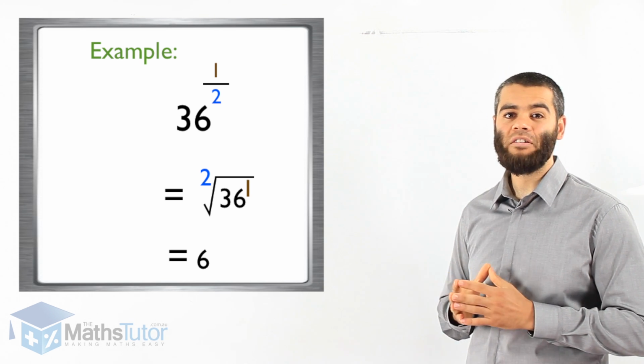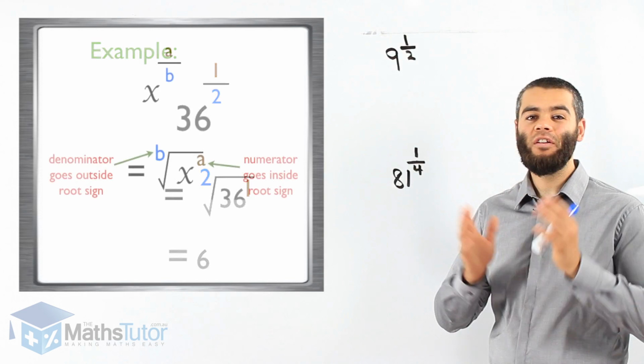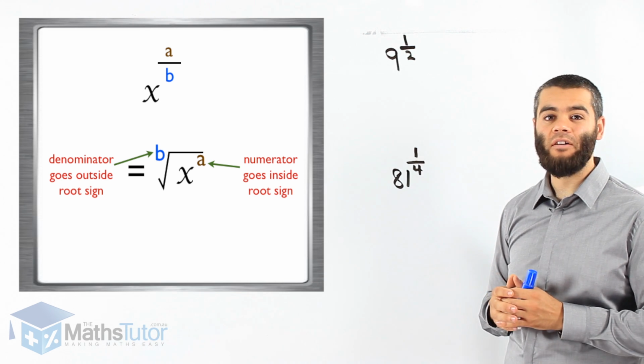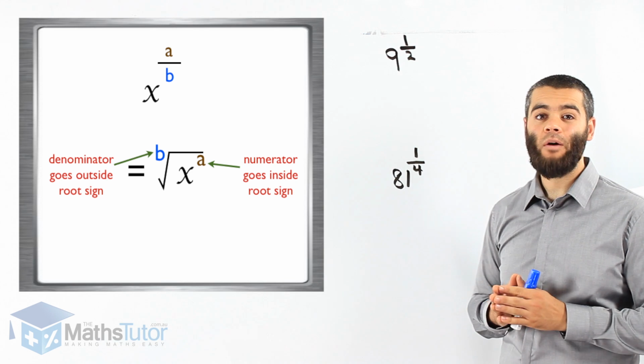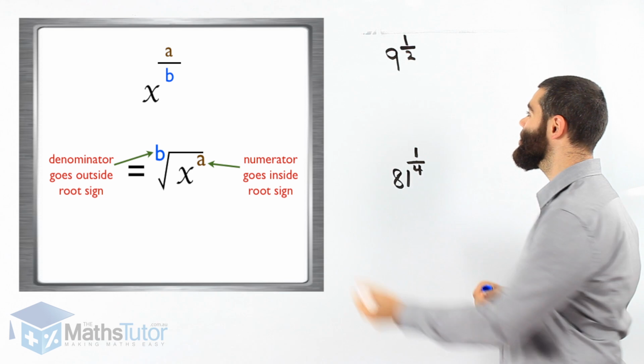Now, let's do some practical and actually do some on the board to see how we can set it out. Okay, let's do some examples now. We have 9 to the power of half. So the power, the indice, is a fraction. So how do we write it?